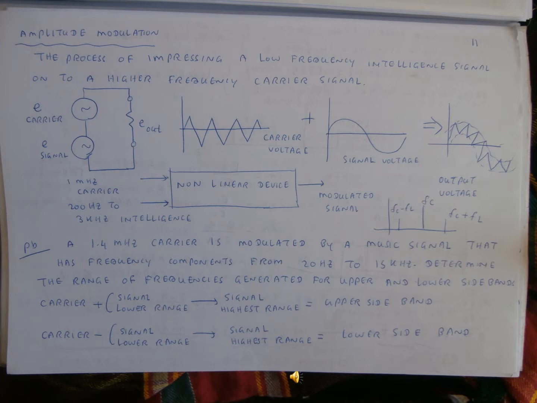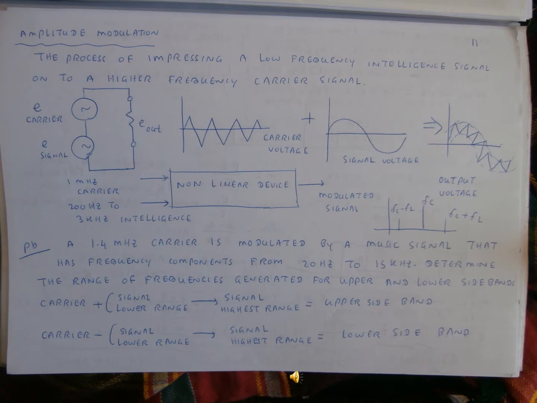Amplitude modulation means a low frequency intelligence signal and a high frequency carrier signal are combined. The carrier waveform is a sawtooth waveform and the signal waveform is a sine waveform, and together they give the modulated output waveform. A 1 megahertz carrier is used here.